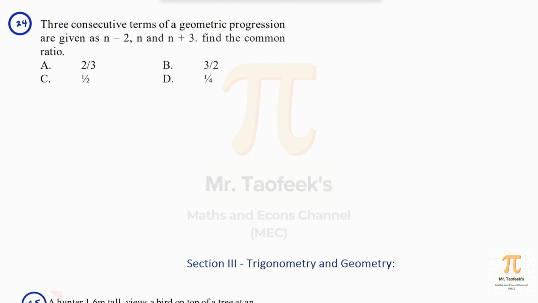Okay, question number 24. We're told that 3 consecutive terms of a geometric progression are given as n minus 2, n, and n plus 3. Find the common ratio. Okay.